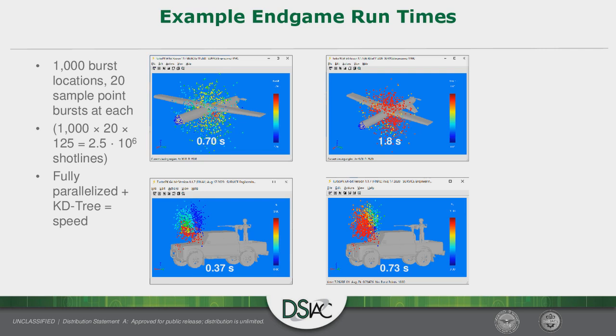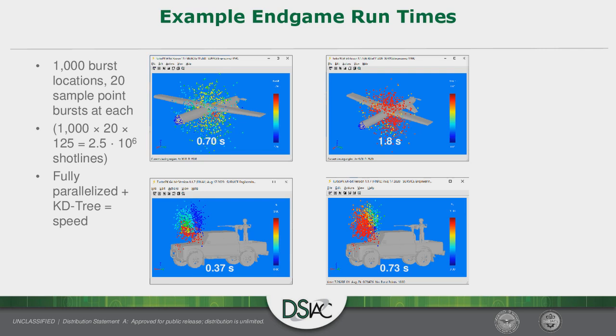So this is a comparison of the run times for the inert to the reactive. For the drone, it was 0.7 for inert, and reactive is 1.8. This is 1,000 burst points, 20 Monte Carlo samples at each one, 120 fragments. So it's 2 million shot lines total in the whole analysis. It's pretty interesting that 2 million shot lines, you can do that in 0.7 seconds. That's pretty good. So this isn't too bad an increase, and the truck has the same sort of thing, maybe 2 times the amount of time. So it's practical to do.